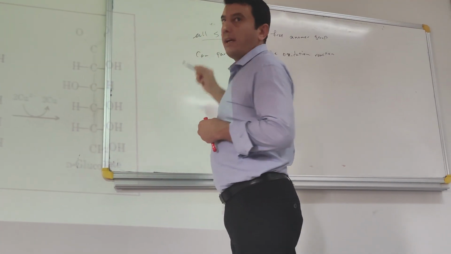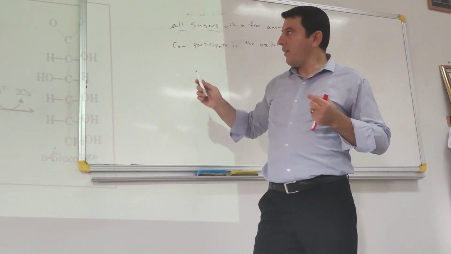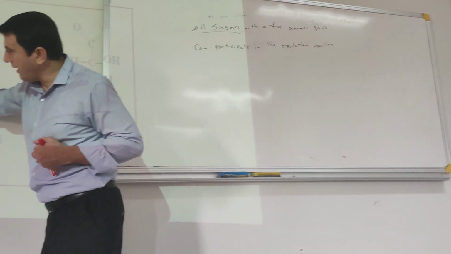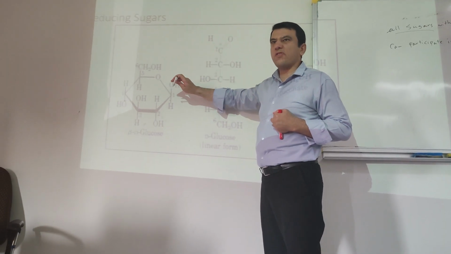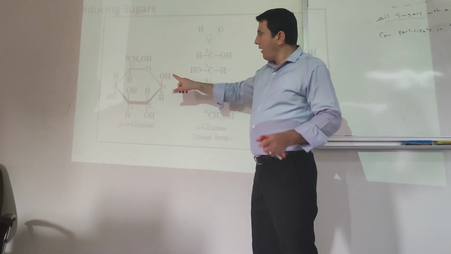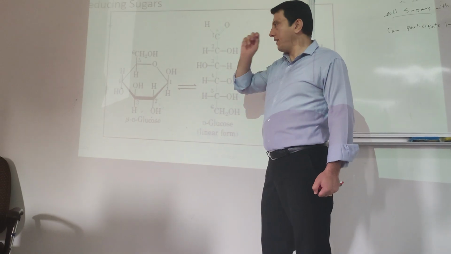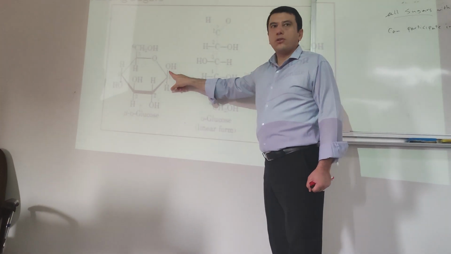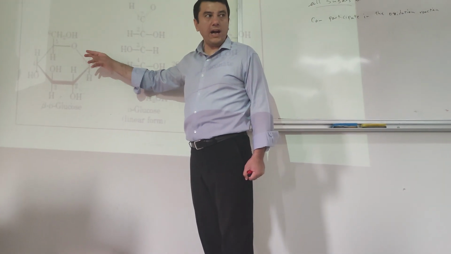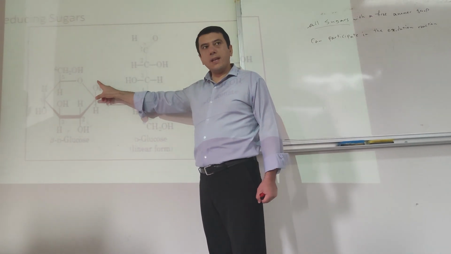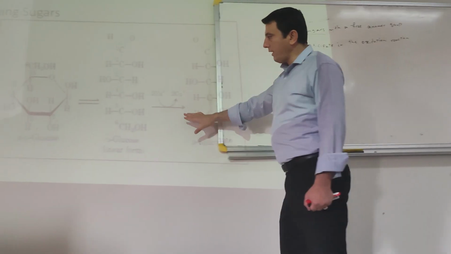All sugars, not only monosaccharides, with a free anomeric group. What do we mean by a free anomeric group? It means the OH group is free and has not reacted, not participated in a reaction. Those sugars with an OH group on the anomeric carbon can participate in such a reaction.